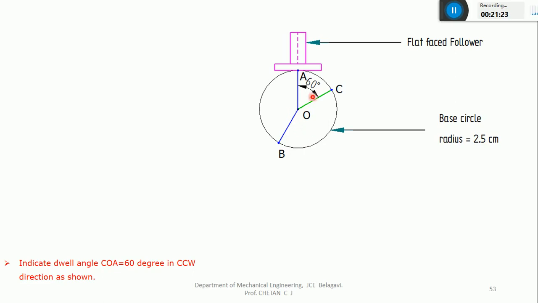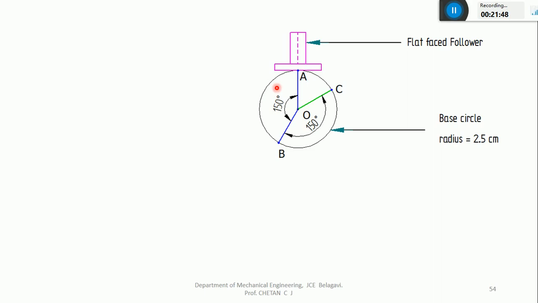Then again follow the same steps. Divide this outstroke angle AOB, 150, into six equal parts. What is exactly 150 by 6? 25. Correct. So I'll divide the base circle between point A and point B into six equal parts. I'll use a protractor, take the reference as this OA line, keep the protractor over here, and indicate six divisions, 25 each. These are the points on the base circle which indicate the divisions.